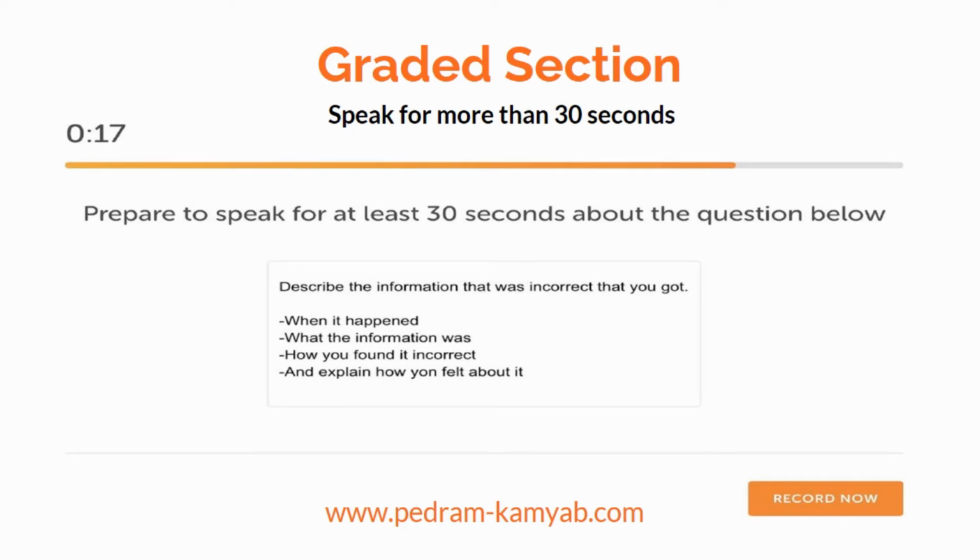Okay, as you may know, in the Duolingo English Test, we've got both graded and ungraded parts. Today we're going to work and focus on the graded section. In the graded section, you're going to speak for more than 30 seconds about a given question. This type of question, the speaking question, is very similar to a cue card in the IELTS test. So, what does it mean?